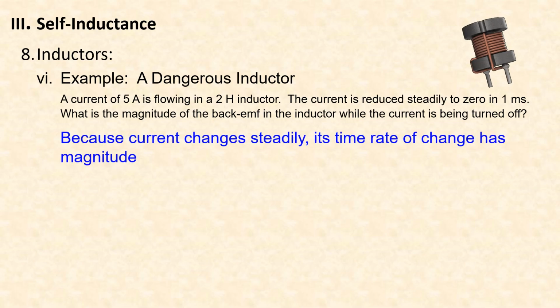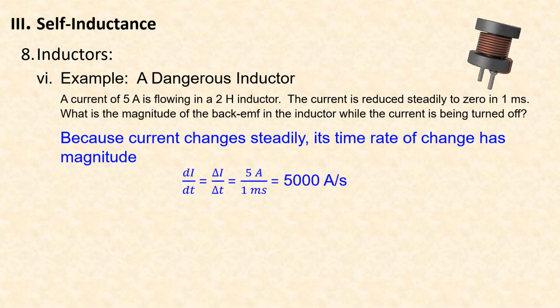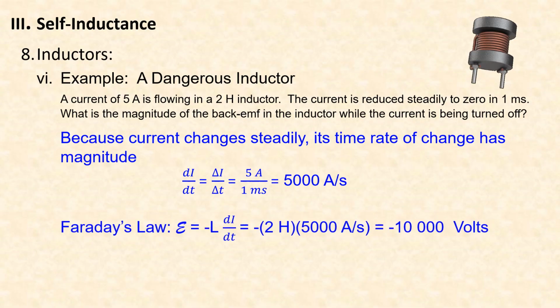Because the current changes steadily, its time rate of change has a magnitude given by di/dt, which is equivalent to delta I over delta t in the case of a steady change. The change in current, we're told in the problem, is 5 amps. It starts at a value of 5 amps and goes to 0, and this happens in a time of 1 millisecond. So if we convert that to units of seconds, this gives us a time rate of change of 5,000 amps per second.